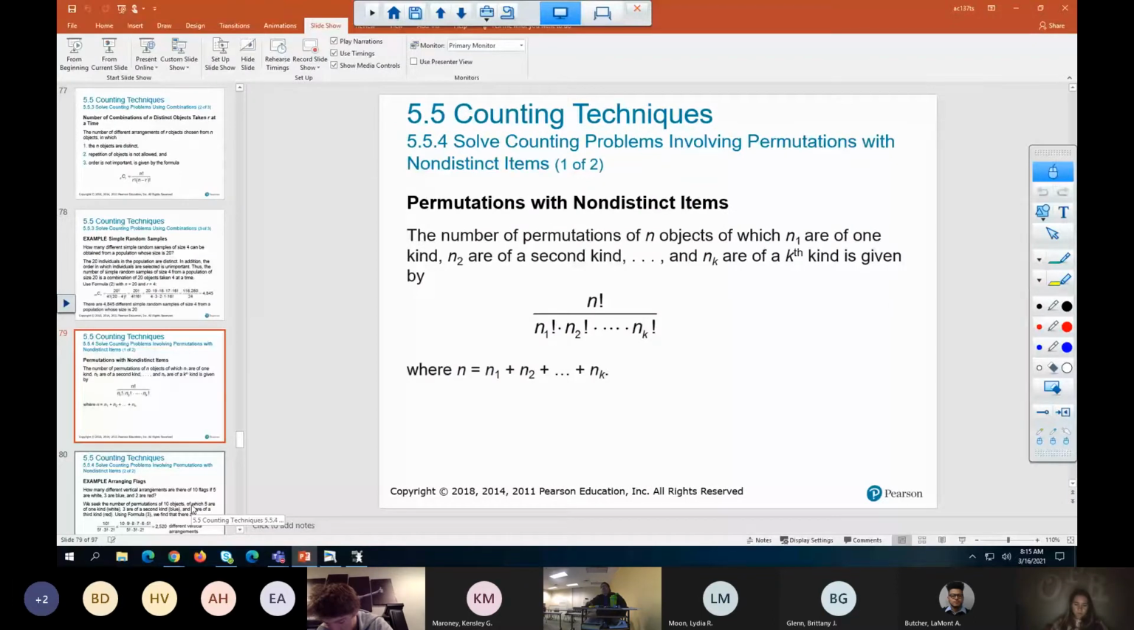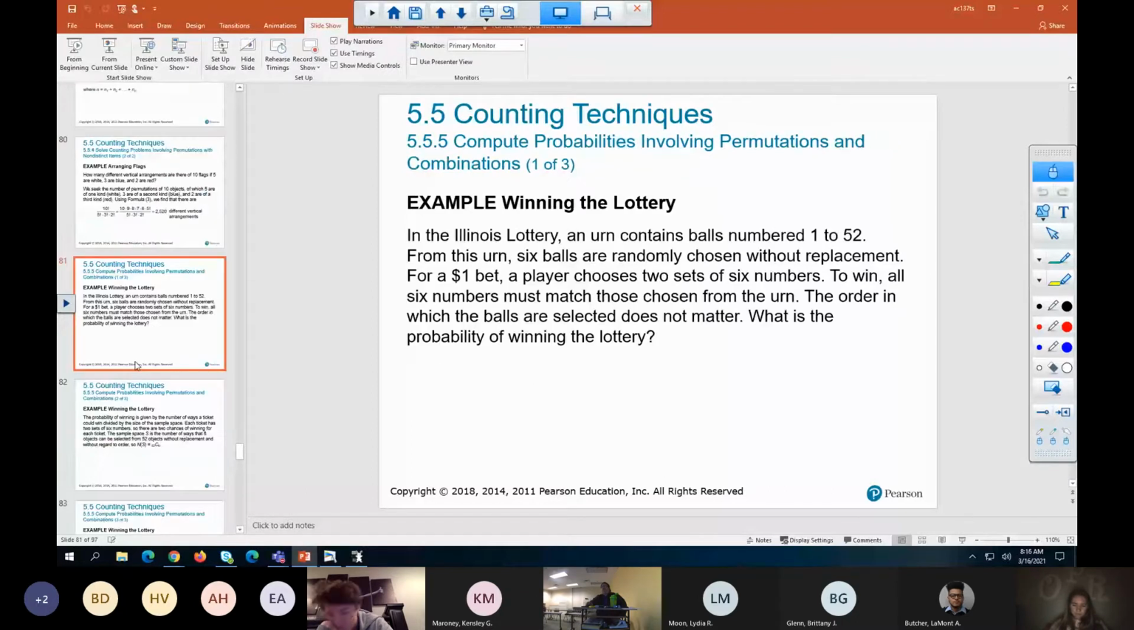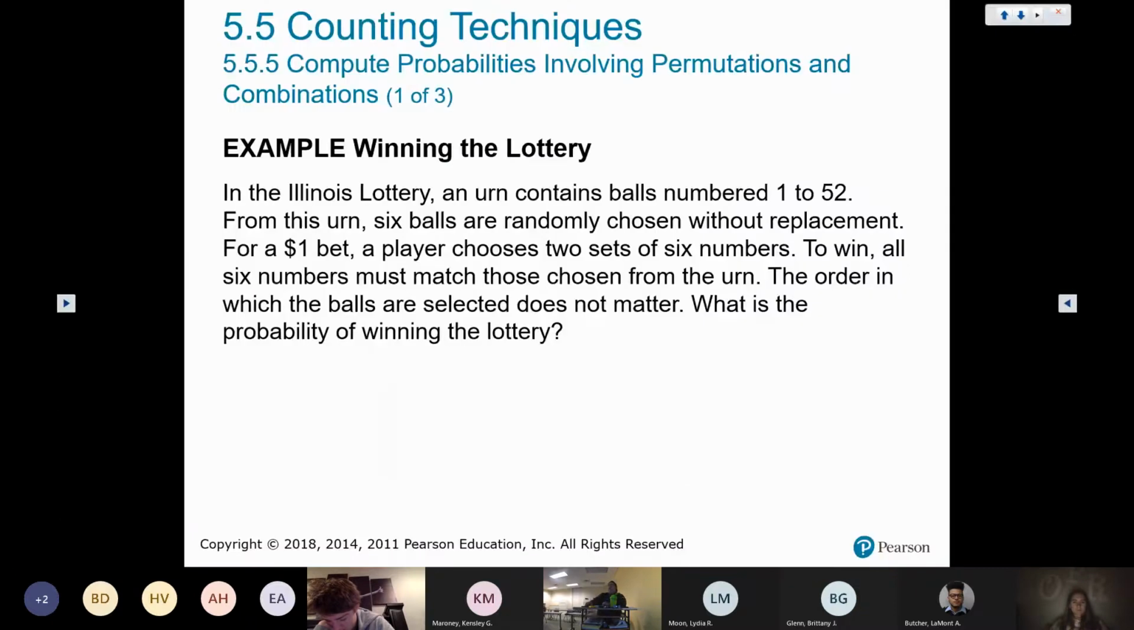There's your flag question. We already went over that one. All right, go ahead and figure this one. I know we went over the lottery, but this is a different one, so I want you to write that one down as an example.